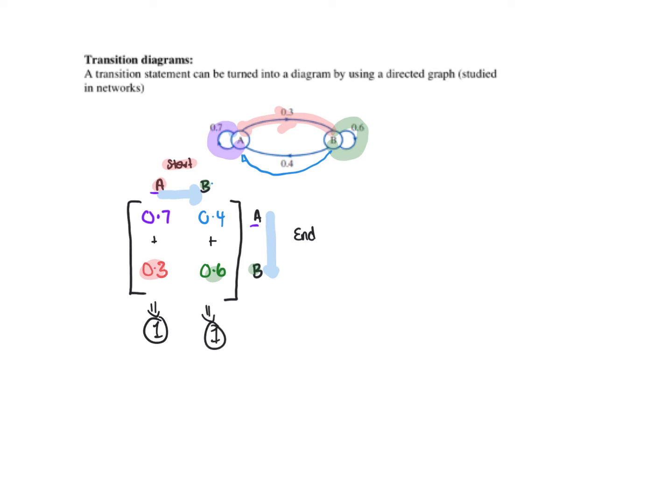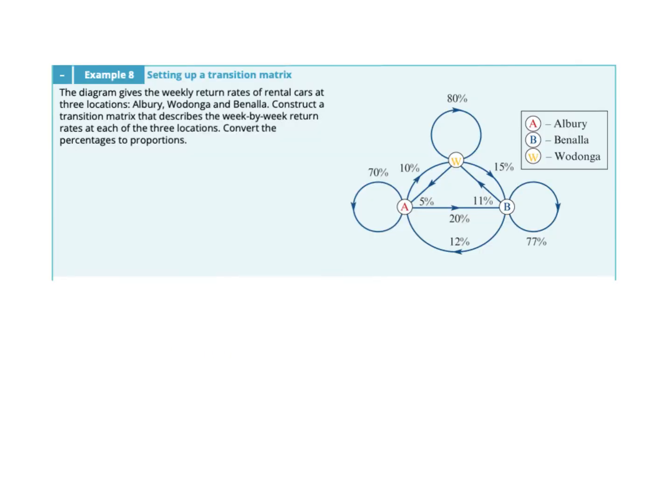Okay, so then we'd use this transition diagram to predict the percentage of our trucks at which warehouse. Are they at A or at B? Okay, so here's a bigger one. We've got a transition network diagram here, and it says the diagram gives the weekly rental rates of rental cars at 3 locations, Albury, Wodonga and Benalla. Construct a transition matrix that describes the week-by-week return rates to each of these locations.